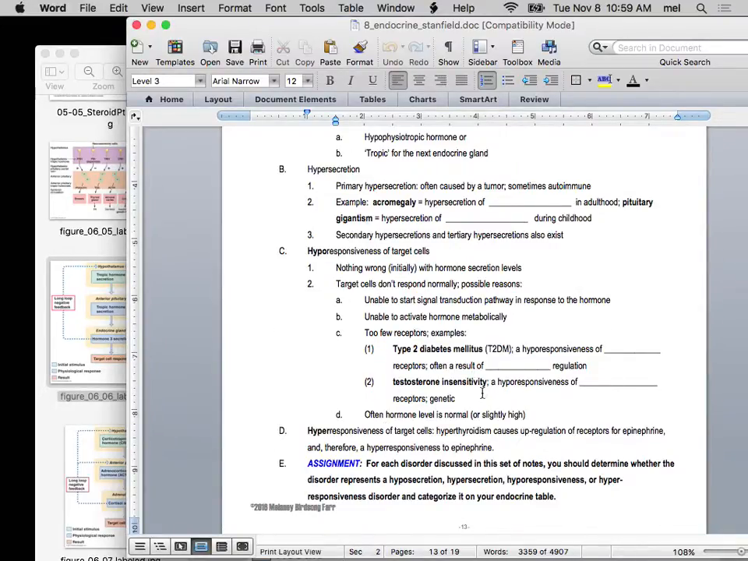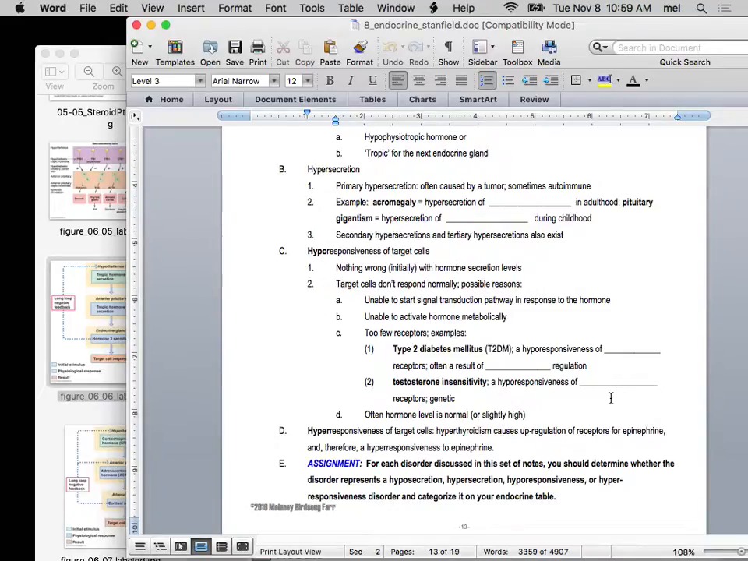So let's go back to this one that we talked about before. Testosterone or androgen insensitivity. We talked about this one last time, right? And that's the genetic one in which your receptors for testosterone just don't work. And so this is a hyporesponsiveness disorder because your levels of testosterone are just fine. A hyporesponsiveness to all androgens, but testosterone specifically. Good? Okay, so that's one we talked about.